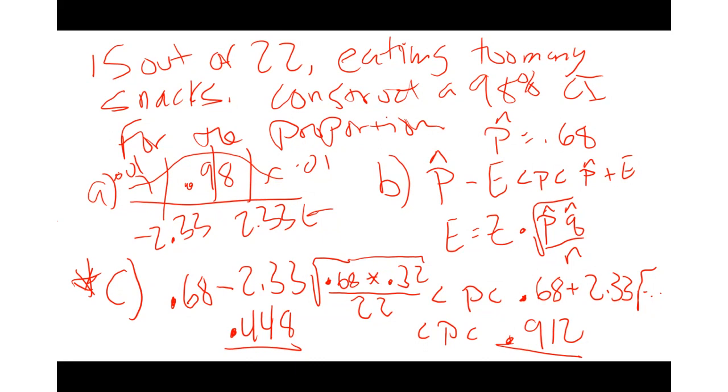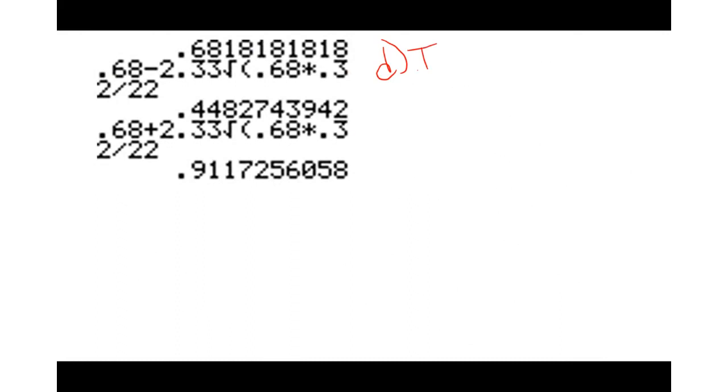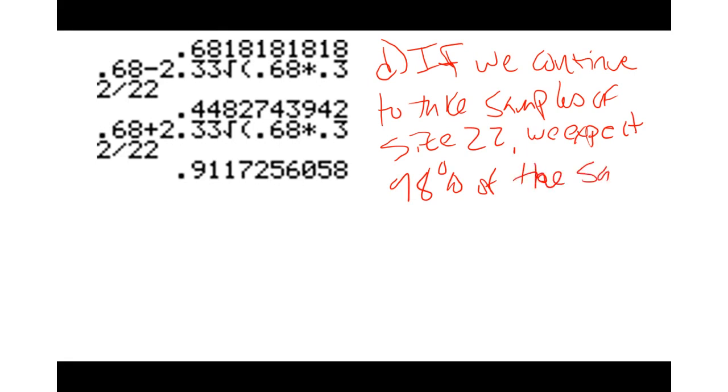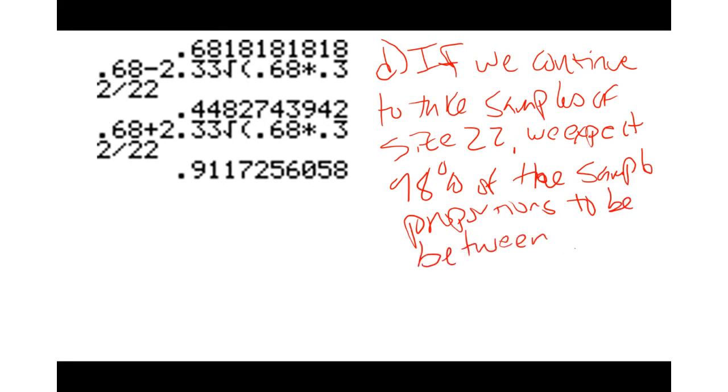Now, for the purposes of our discussion, I'm going to give you D and tell you that, because it's important that you understand it. If we continue to take samples of size 22, we expect 98% of the sample proportions to be between 0.448 and 0.912.